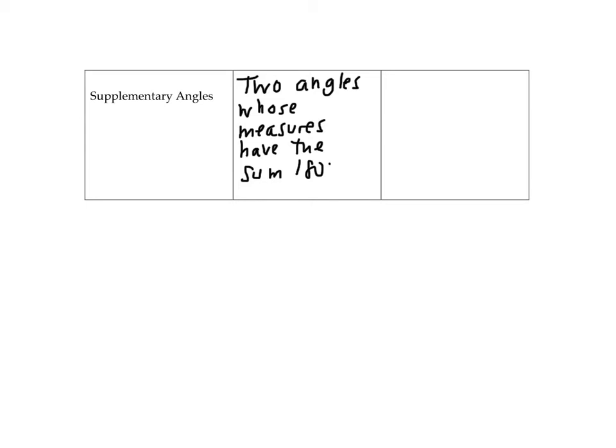Our next special angle pair are supplementary angles. And again, you may recall from another math class that supplementary angles are two angles whose measures have the sum of 180 degrees. And in this case, again, we may have two angles that are not adjacent, say 50 degrees for my angle A and 130 degrees for angle B. And even though they're not right next to each other, we can say that angle A and angle B are supplementary.